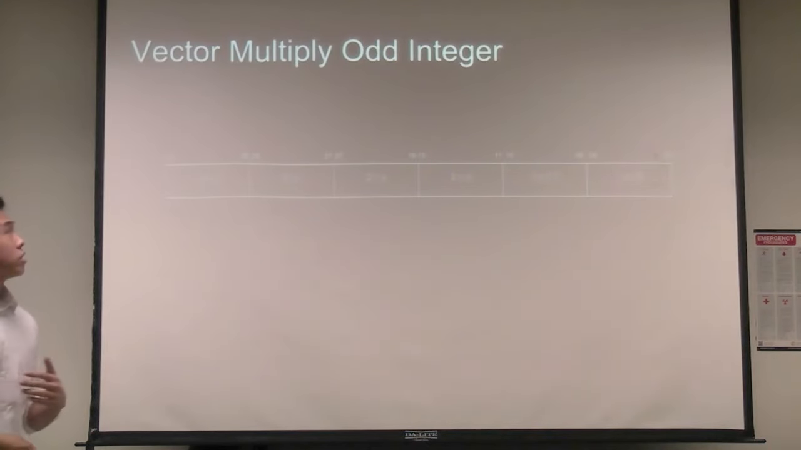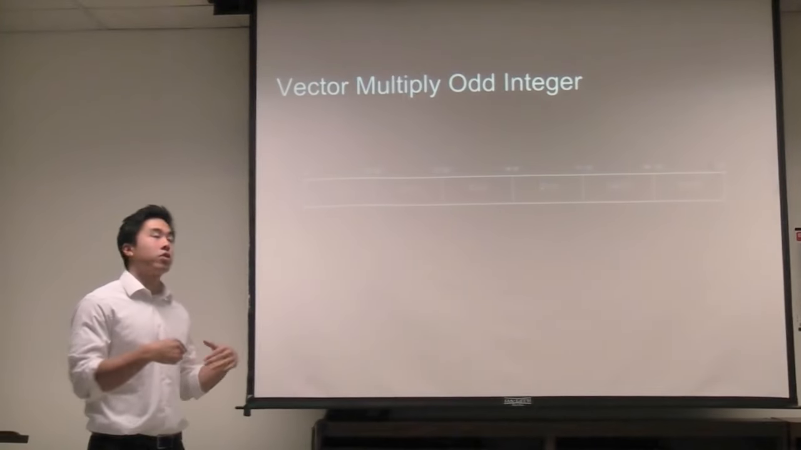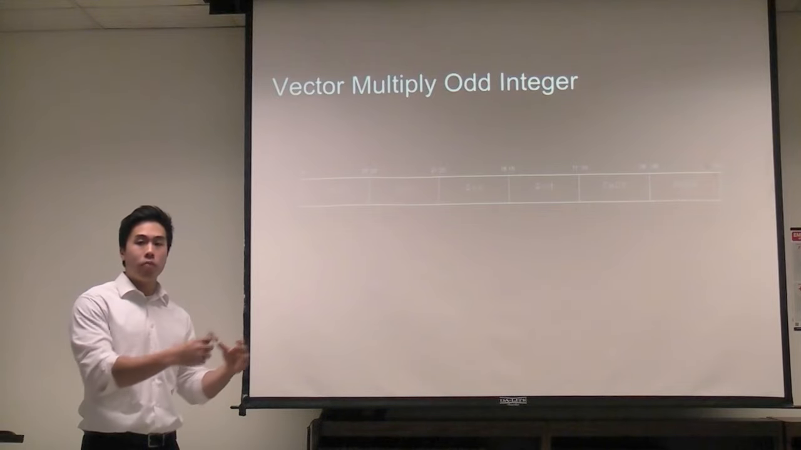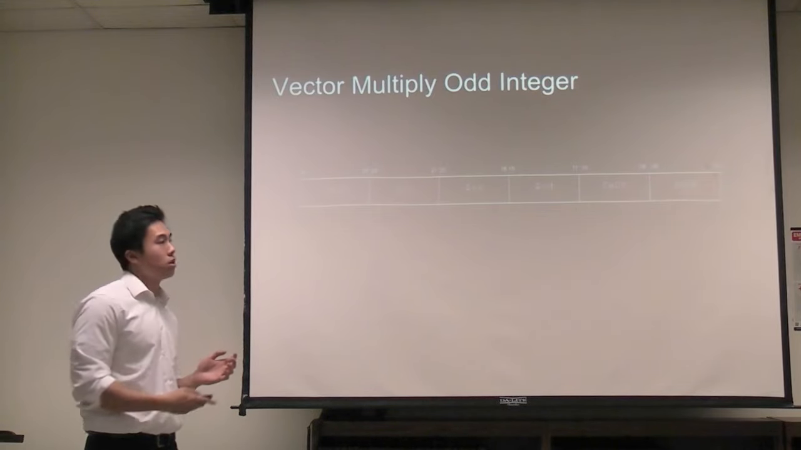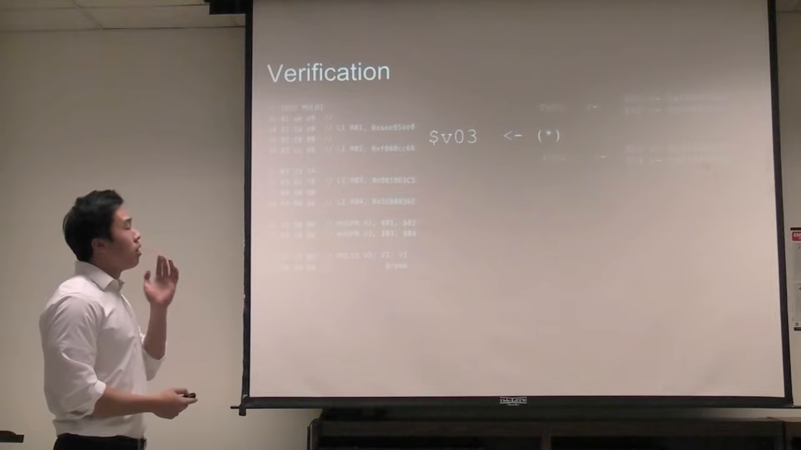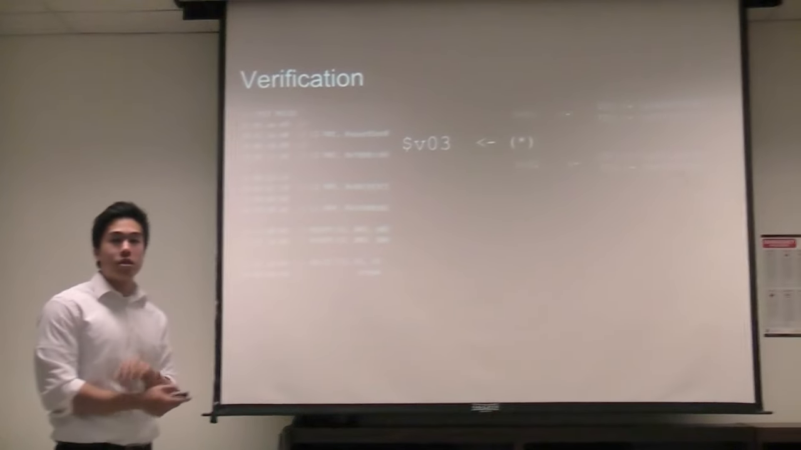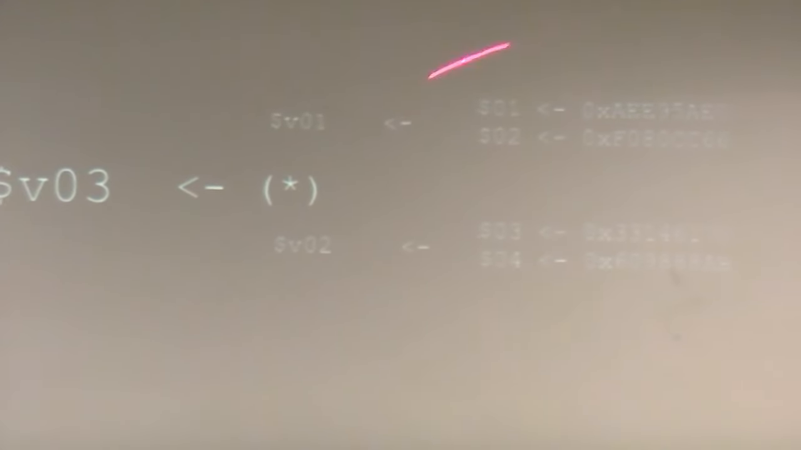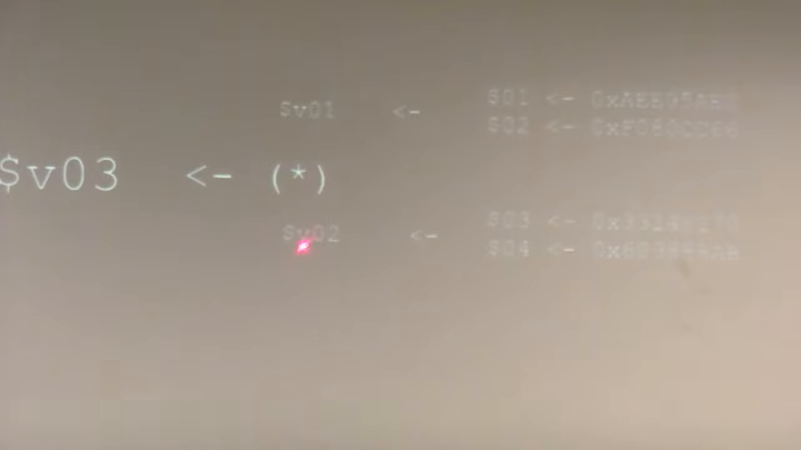Our next operation is the vector multiply odd integer, and it's exactly like the vector multiply even integer, except instead of multiplying the even bytes, we multiply the odd bytes. And the verification is the same. We use the same data for it too. We loaded it into general purpose register 1 through 4 again, and then we moved that to vector purpose register 1 through 2, and then the results are stored in vector register 3.